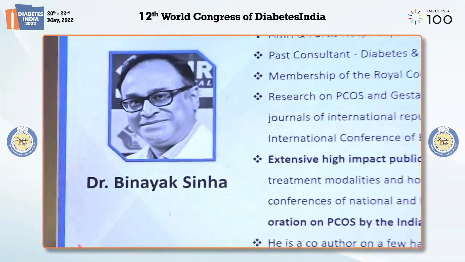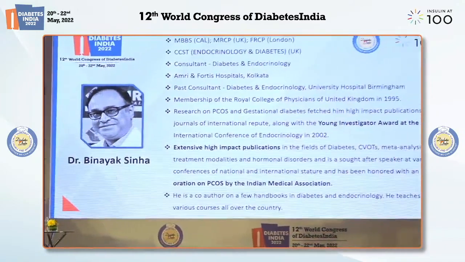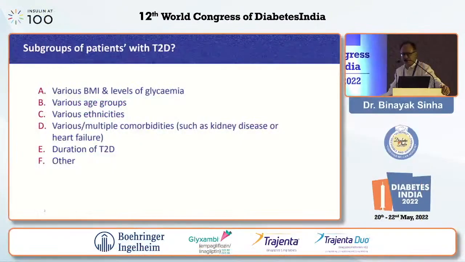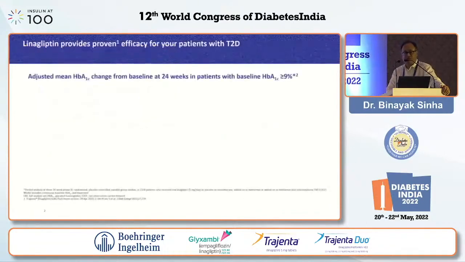Thank you very much for your very kind words of introduction, and good evening everybody. We are here to be talking about linagliptin and how we can simplify care of diabetes with linagliptin. There are various subgroups of patients with diabetes who we see in our day-to-day practice. They vary from having various BMI and various levels of glycemia. They come in various age groups, various ethnicities. There are multiple comorbidities like kidney disease, heart failure, or heart disease. They have varying durations of diabetes, and there are other problems that these patients face. So how does linagliptin fare in these patients?